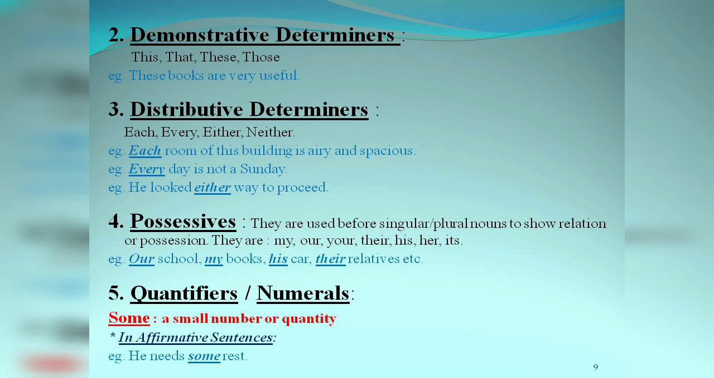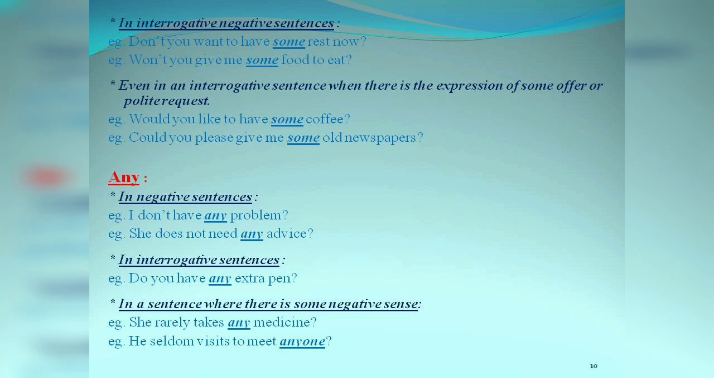Like, he needs some rest. You need not look at the noun, whether it is countable or uncountable, singular or plural, because we can use some before any kind of noun. We have to just look at the category of sentence. If the sentence is affirmative, use some. In interrogative negative sentences also, use some.